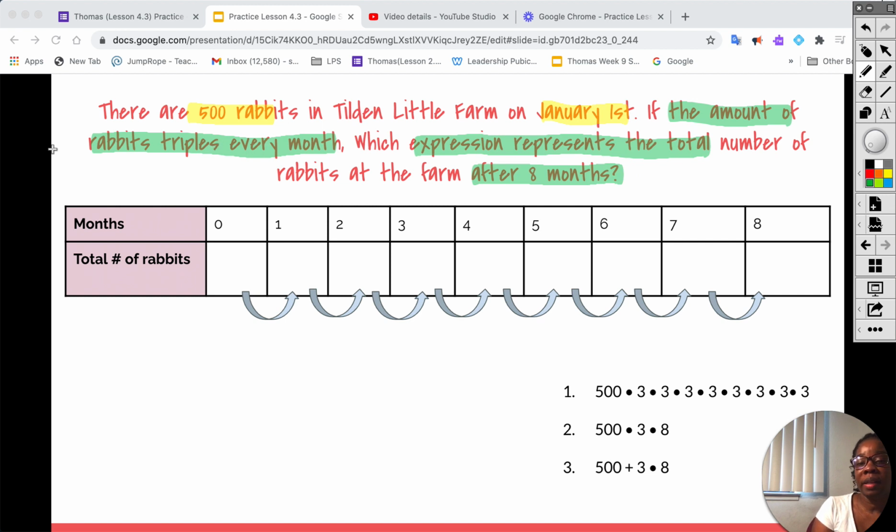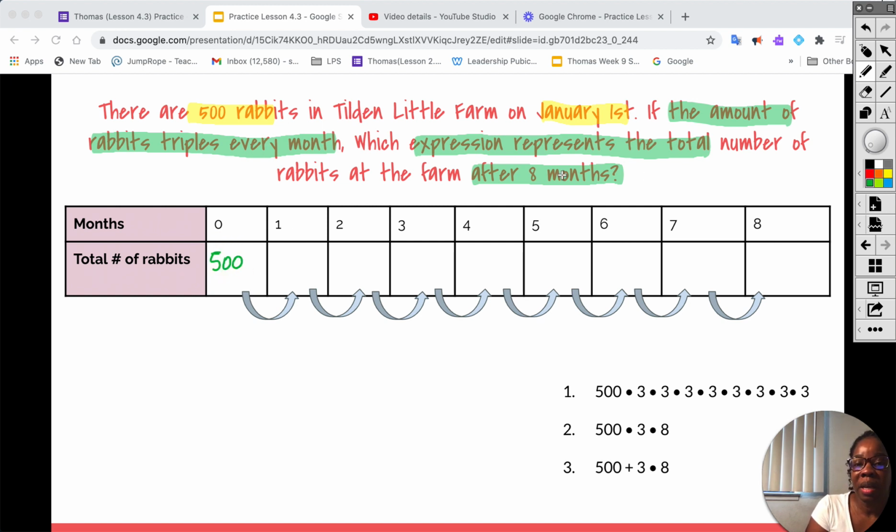All right, so as you have seen, for these questions, I'm definitely just sticking with using the table. It by no means is the only tool or strategy you could use. You could definitely use a graph as well, but for me, I find the table very, very helpful. And so they started out with 500 rabbits. So at the start, they had 500 rabbits.